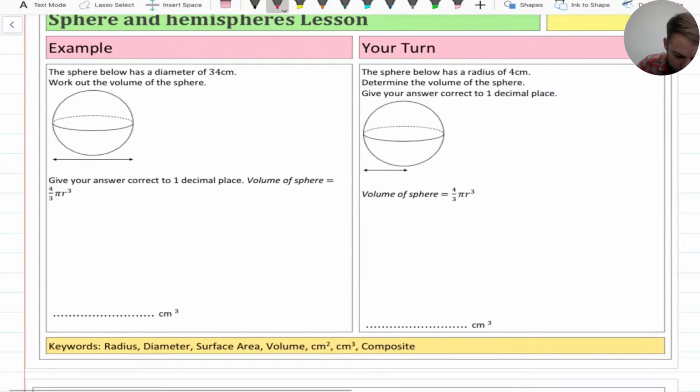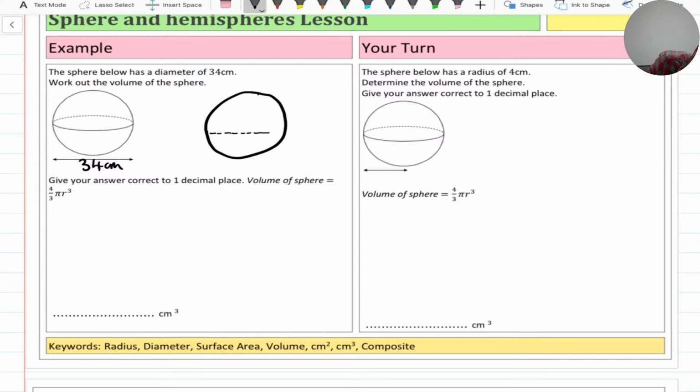So, the sphere below has a diameter of 34 centimeters. So first I'm going to draw that in. Make sure you're writing these in your notes. Remember, the best way to do it is to draw a circle like this, and then just do a little dotted oval around the middle. And this time they're saying that the diameter is 34.